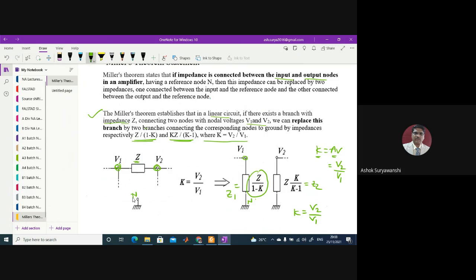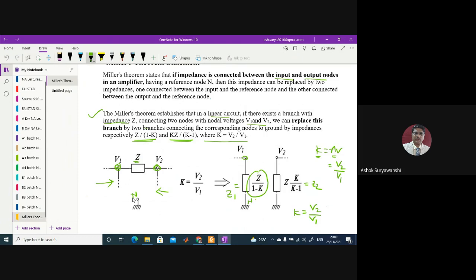So in short, if any impedance is there between the input and output, how can we simplify that? It can be simplified using Miller's theorem. Otherwise, we don't know the contribution or the value of Z on the input side and on the output side. After understanding the theorem, we will see one example so that you understand this very clearly.